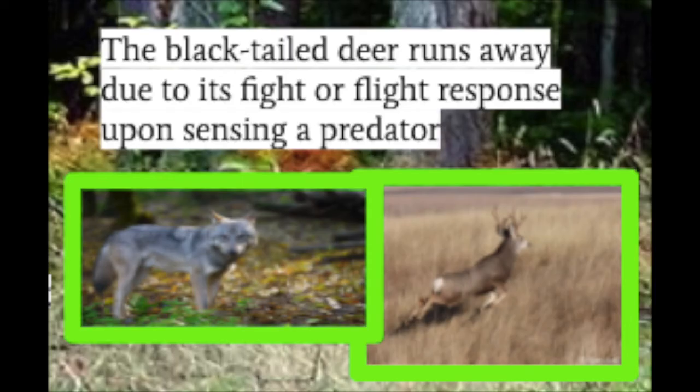Fight or flight response. An example of this is the black-tailed deer. Due to the gray wolf being a major predator to the black-tailed deer, the deer releases its fight or flight response in order to outrun the gray wolf. Another fight or flight mechanism that the deer has is the freeze mechanism, which is an escape method that was passed on ever since the speciation of the deer.